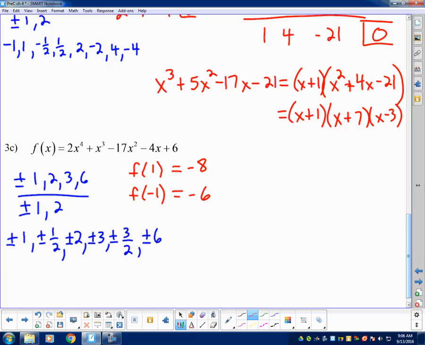Okay, what should we try next? Okay, this row right here, let's do 2. You guys got f of 2. And then the row next to it, do f of negative 2. Okay, you want to try f of 3.